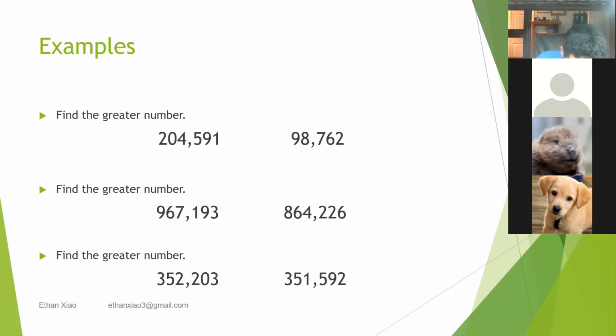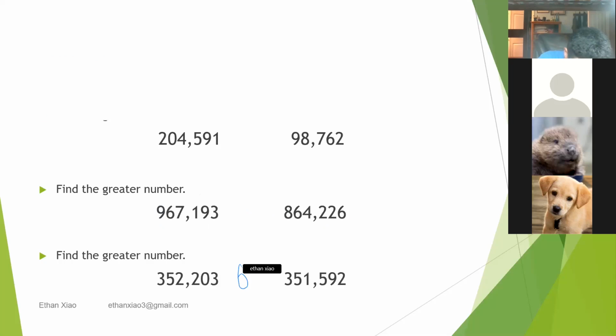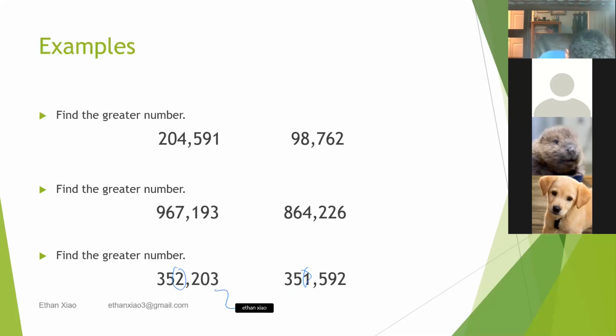And the third one is 352,203 versus 351,592. They have the same amount of digits, as you can see, 6 digits. And the first digits are also the same, 3 equals 3. So now we move on to the next digits, 5 and 5. They're also the same. So now I'm going to look at the next digits, 2 and 1. And 2 is greater than 1. So this number is greater than this number.